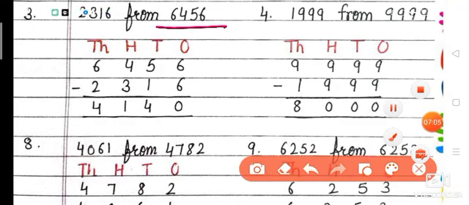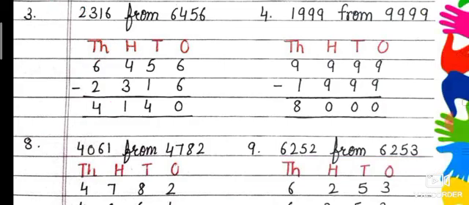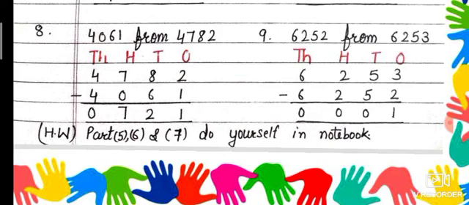After from what number, you can see this number is bigger also. Always bigger number we are writing up. Okay, so 6456 minus 2316. So 6 minus 6 is 0, 5 minus 1 is 4, 4 minus 3 is 1, 6 minus 2 is 4. So simple. I hope no difficulty will be here. This also fourth part is simple only. So come to this eighth one. Eighth also without borrow. Okay, now ninth also. See ninth one.